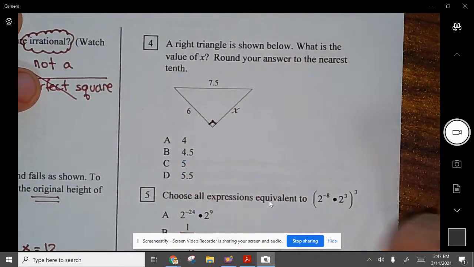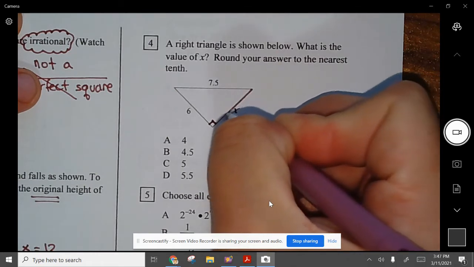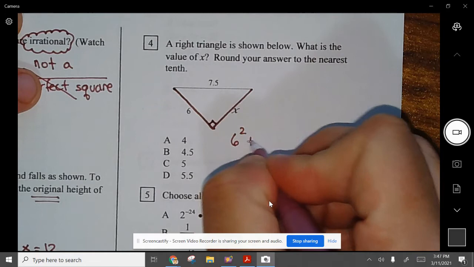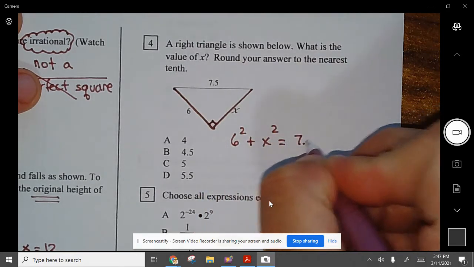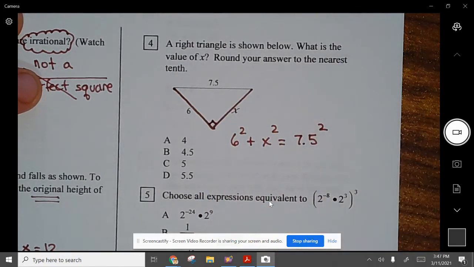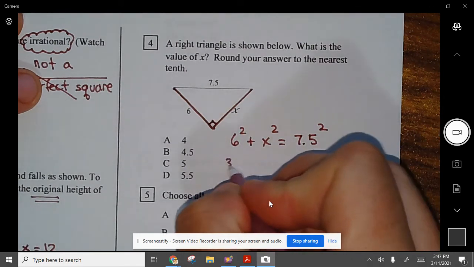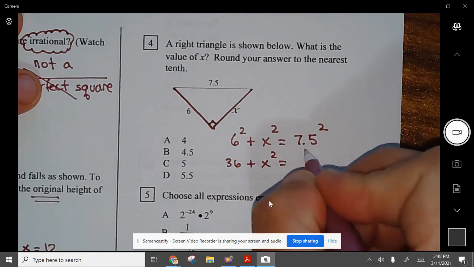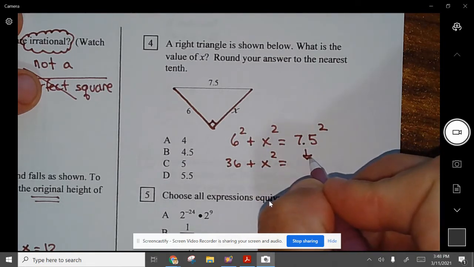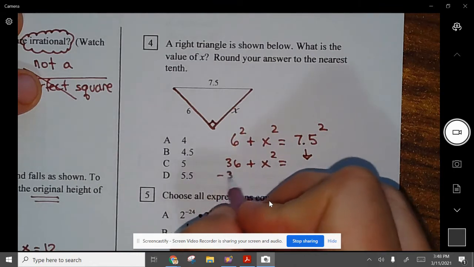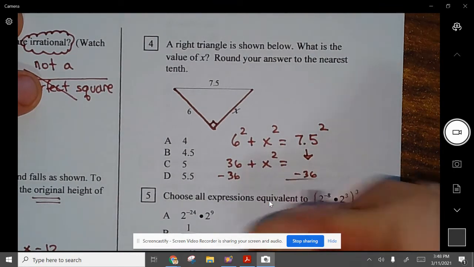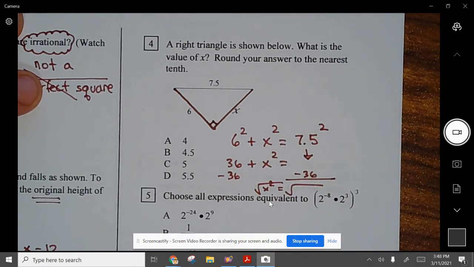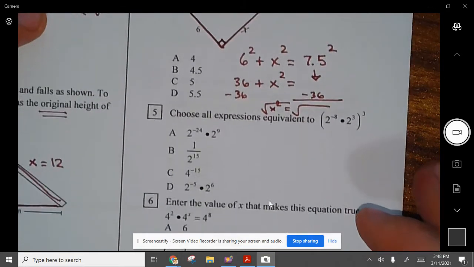Do you see my little right angle? Doesn't that tell you where the legs are? All right. 6 is a leg. X is a leg. 7.5 squared is the hypotenuse. Use your calculator. I know this is 36 plus x squared. Whatever this is in your calculator, get it done. Just type it in. No big deal. 7.5 times 7.5. Then you're going to subtract it from whatever that is. And then last step would be to square root. All right? You can do this. Rewatch the video if you need to.